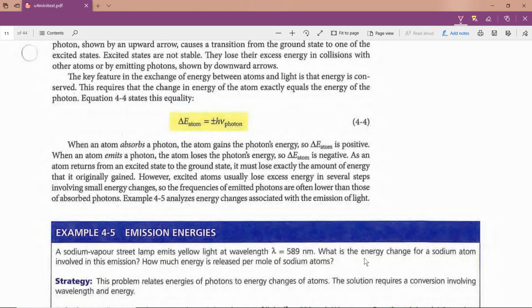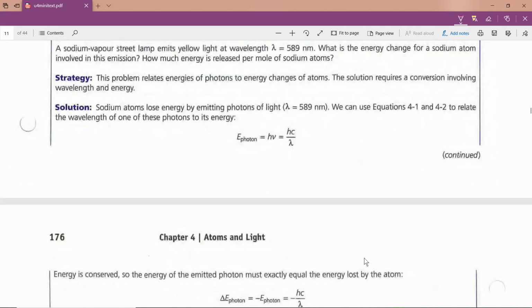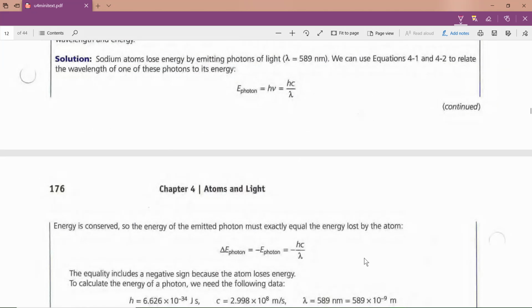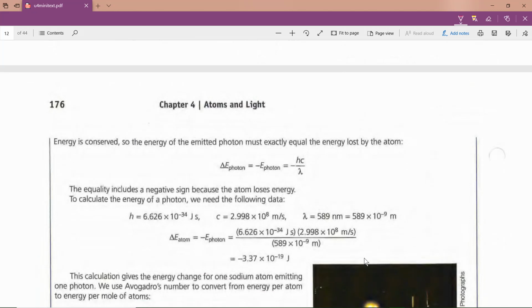So let's look at an example here. A sodium vapor street lamp emits yellow light at a wavelength of 589 nanometers. What is the energy change for a sodium atom because of that, and how much energy is released per mole of sodium atoms? Okay, so we're giving out photons, so you use electricity to zap electrons to higher energy levels, then they fall back down and release energy. Sodium atoms lose energy by emitting photons of 589 nanometers. So the energy of that photon is hc over lambda. Energy is conserved. So the energy loss of the atom can just be written as minus E photon.